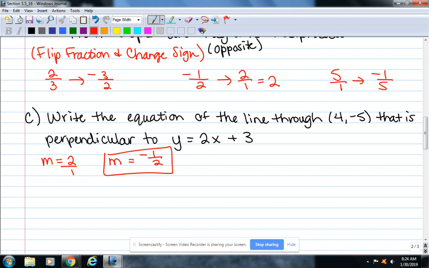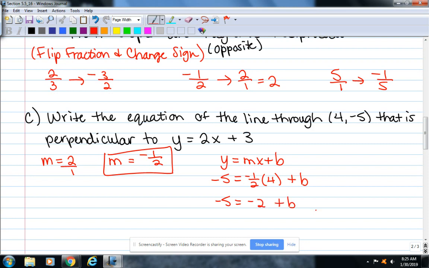Okay? So I'm going to use y = mx + b and get my b, and then I'll be finished. So my point is (4, -5). What is the y value? What's my slope? -1/2. What's my x? 4 plus b. What's a -1/2 times 4? So -5 equals -2 plus b.